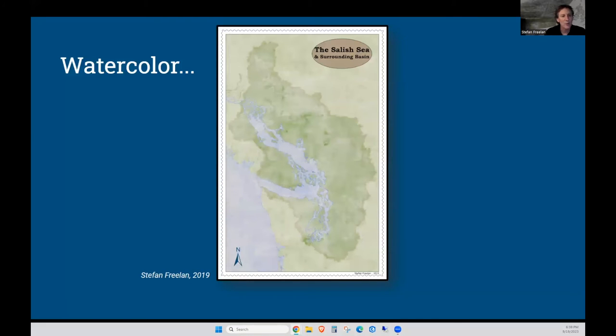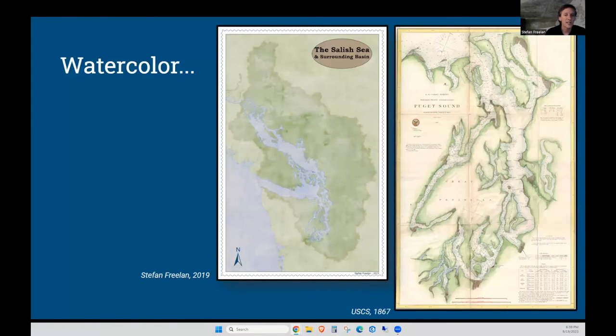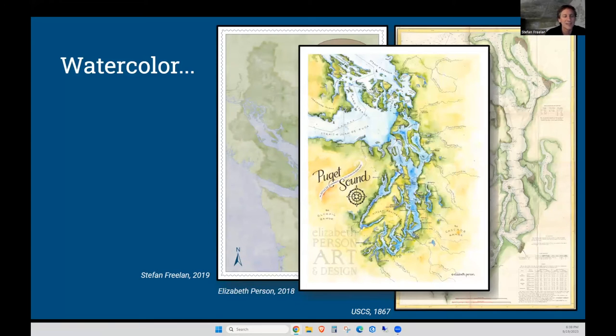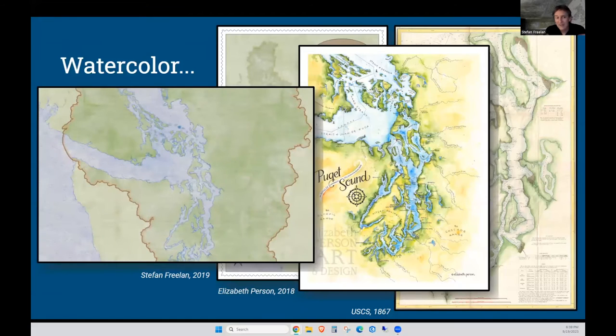We talked about doing more of a watercolor and artsy look, and there's some historical maps. This is an 1800 map of Puget Sound. Beautiful. I love this, done by hand. Another by hand, this is Elizabeth Pearson, 5 years ago, again, just gorgeous. And even with my limited artistic skills, in the computer with watercolor fills, you can get a pretty cool looking map. And that didn't seem quite right.